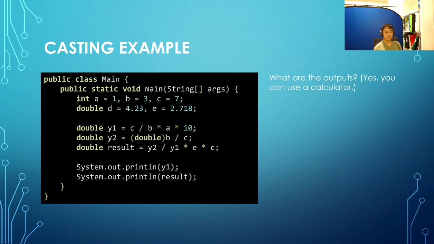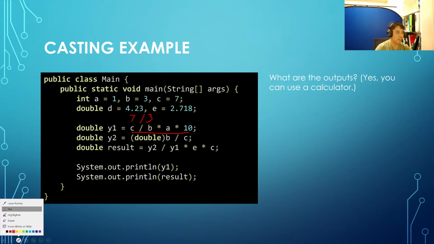I got 20 for y1 and 2.22 for the result. I have no idea if that's right though. Okay, so let me go ahead and evaluate this on the slide. C divided by B, so that's 7 divided by 3. But since this is integer division, mind you, we're still using integer division because all of these are integers.